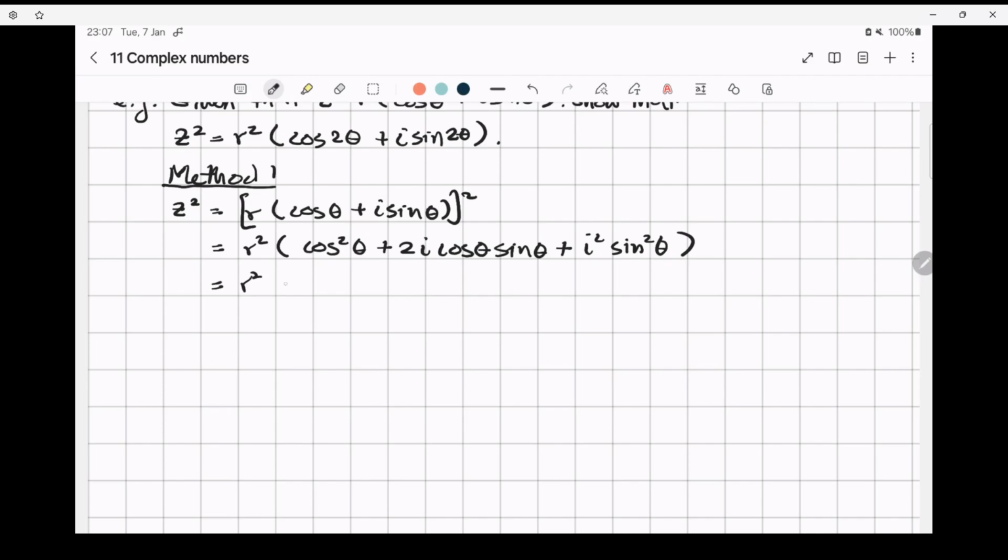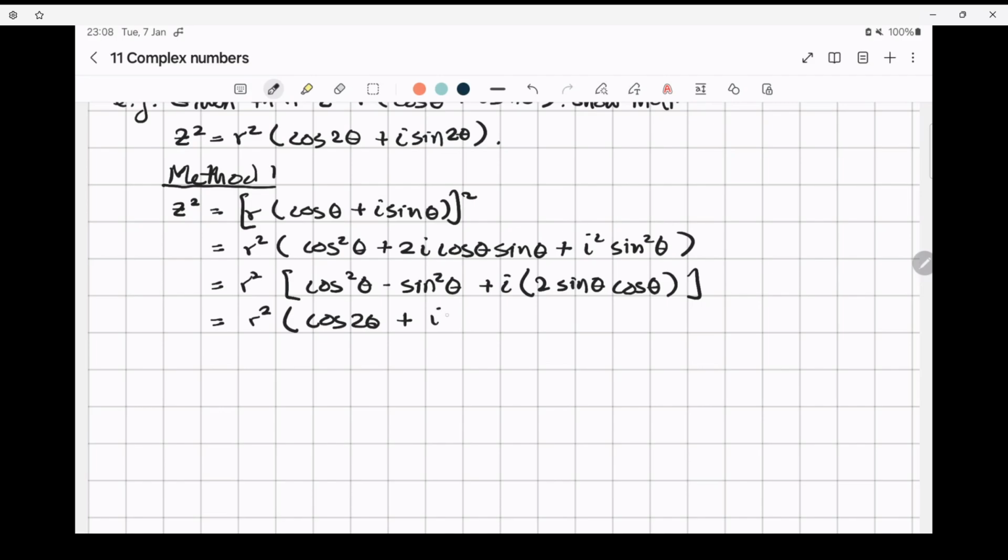So you have r squared times cos squared theta minus sine squared theta plus i times 2 sine theta cos theta. So this will be your double angle formula, which is why in the end you can write cos 2 theta plus i sine 2 theta. So you show it.